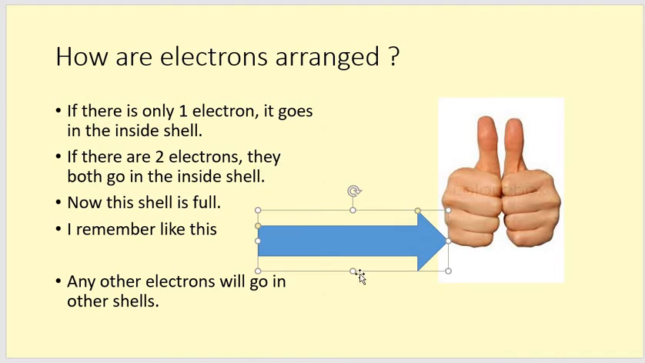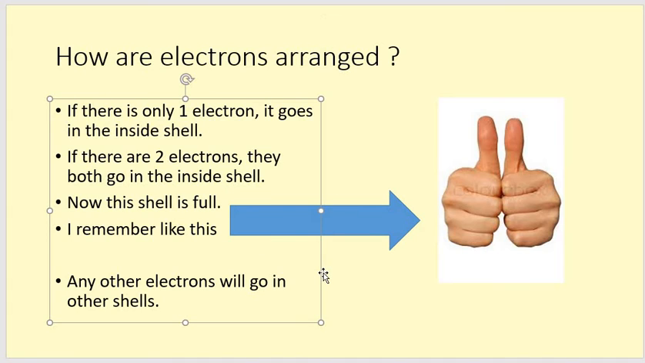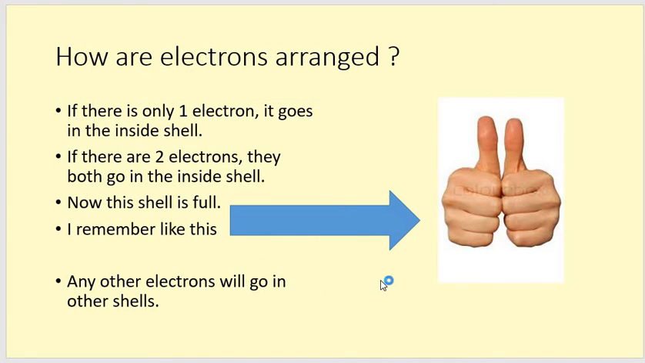This shell is full. I remember the inside shell has only 2 spaces for electrons by putting my thumbs up. Thumbs up for the inside shell. 1 or 2, no more. None of you have got more than 2 thumbs. That's how many go in the inside shell. Any other electrons will go in the other shells. Let's look at those now.